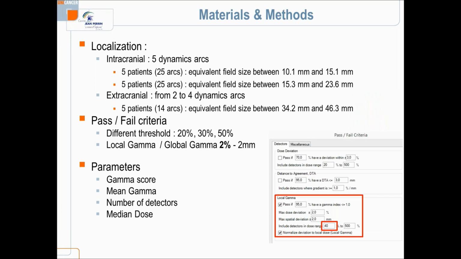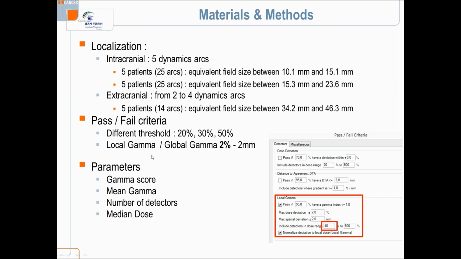Different localizations were studied with different equivalent field sizes, as we can see, 5 patients for 3 different groups with equivalent field size between 10 millimeters and 46 millimeters. The pass-fail criteria were studied with different thresholds, 20%, 30%, and 50%.